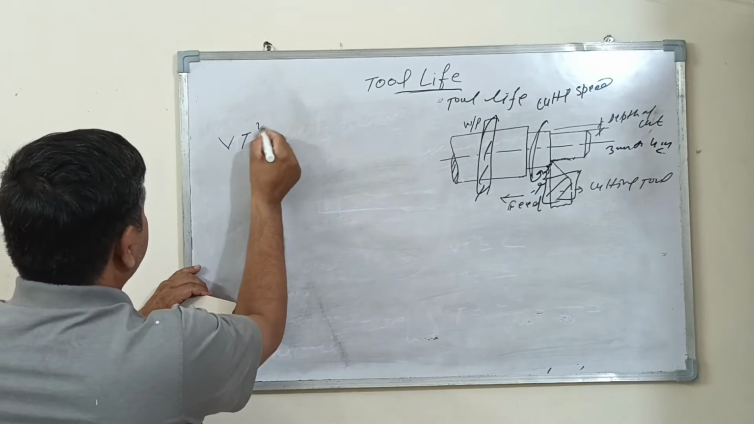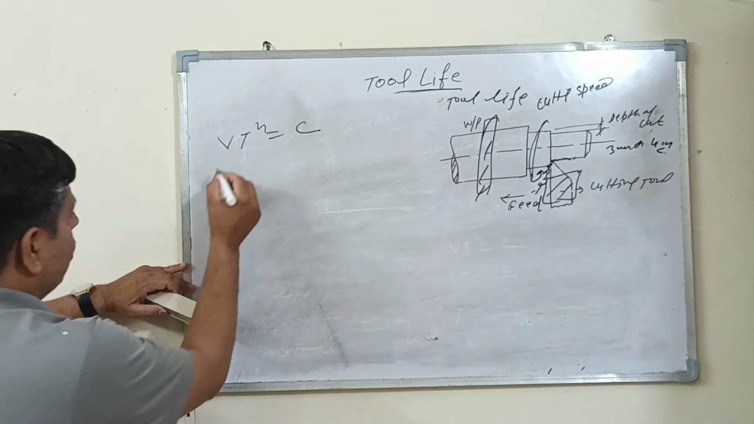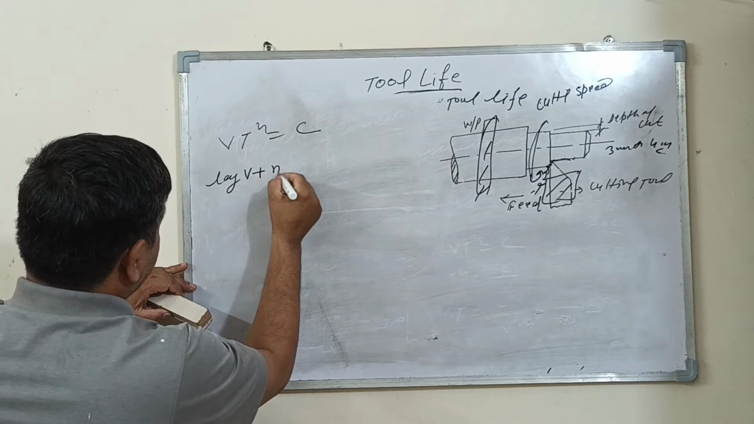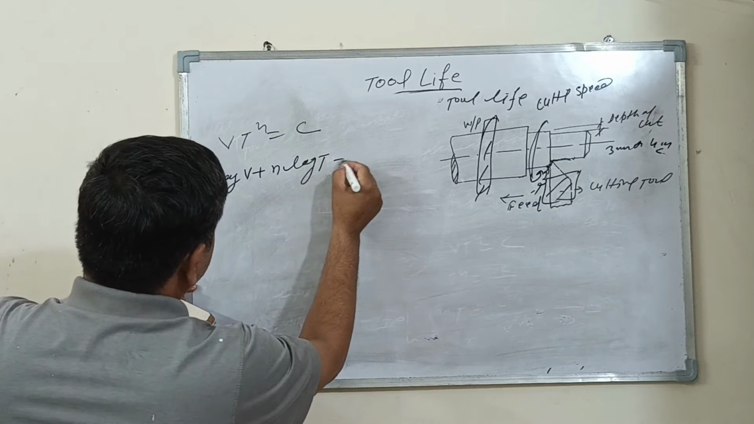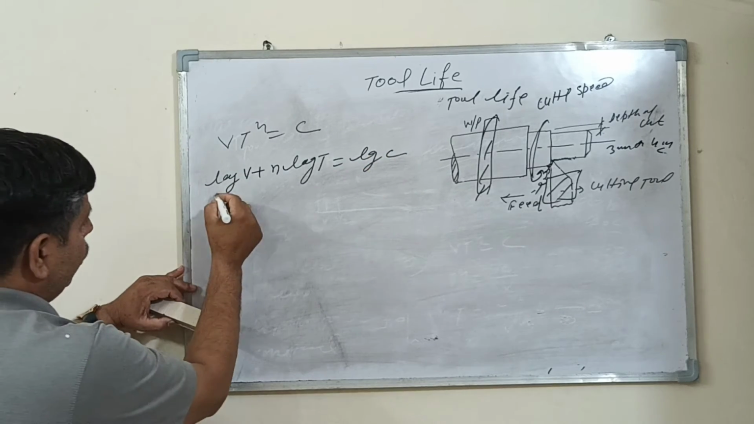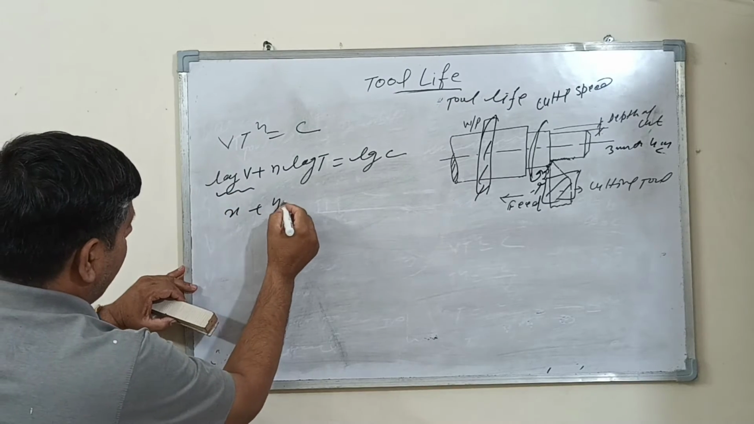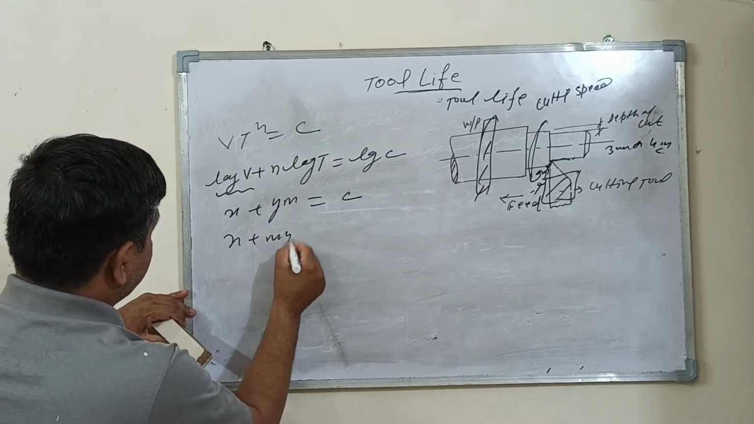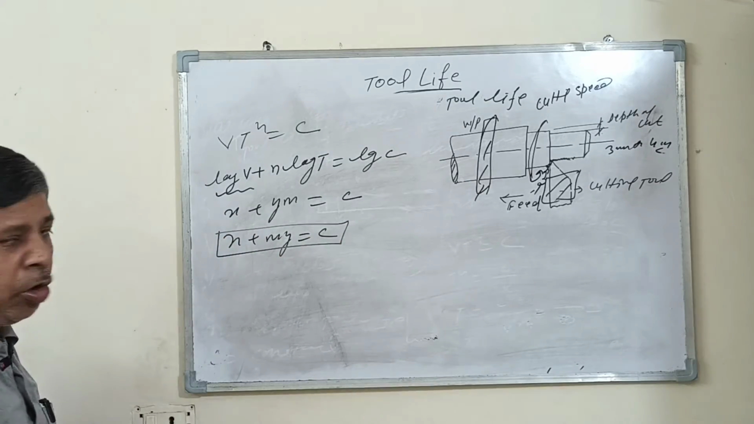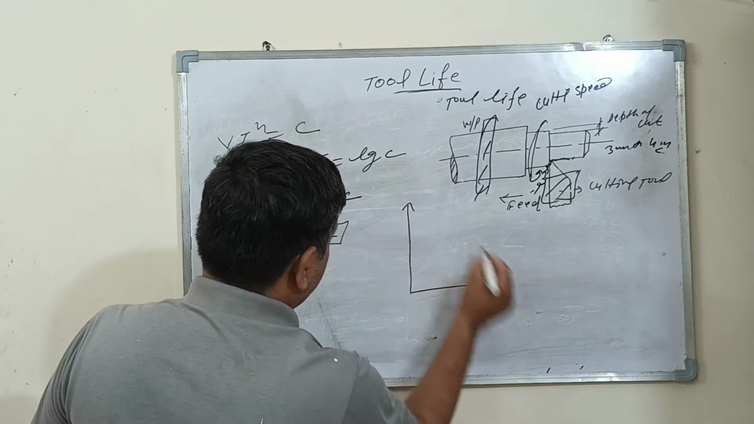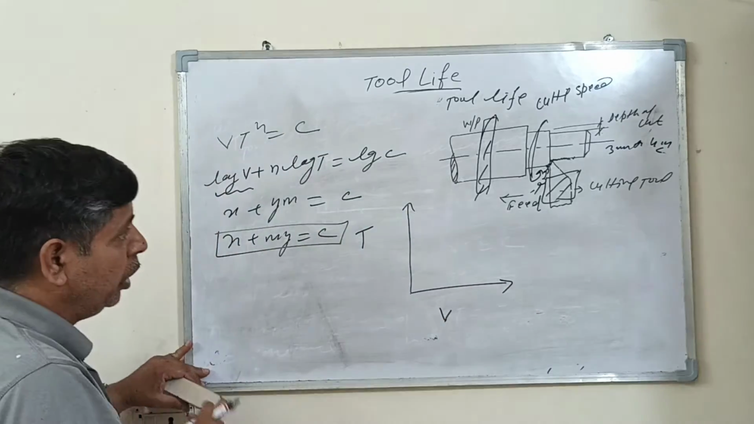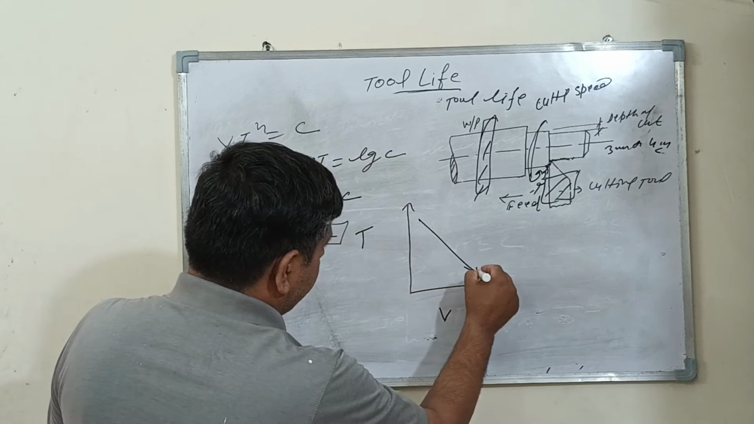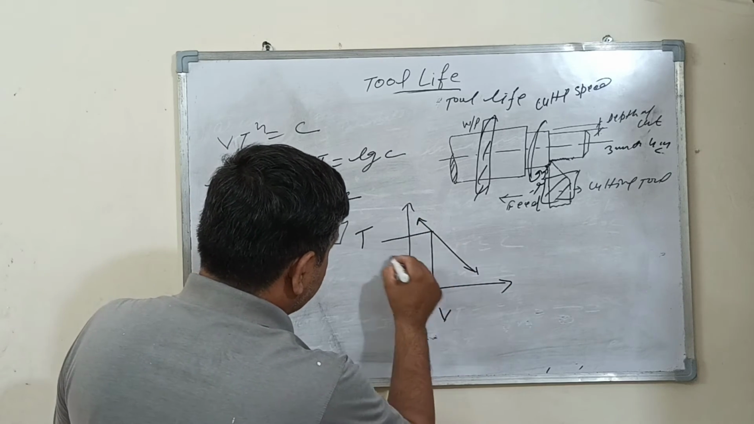VT^n is equal to C. Taking log on both sides, log V plus n log T is equal to log C. So you will take this as x, y^m is equal to c. So it means x plus my is equal to c. This is a straight line. How to prove it? This is the tool life, this is the cutting velocity. So after taking the log on both sides, the parabola changes into a straight line, like this.